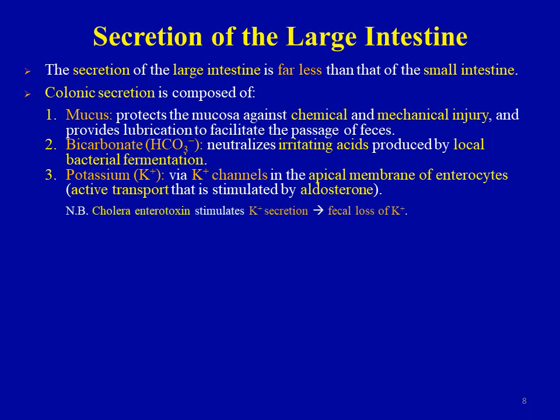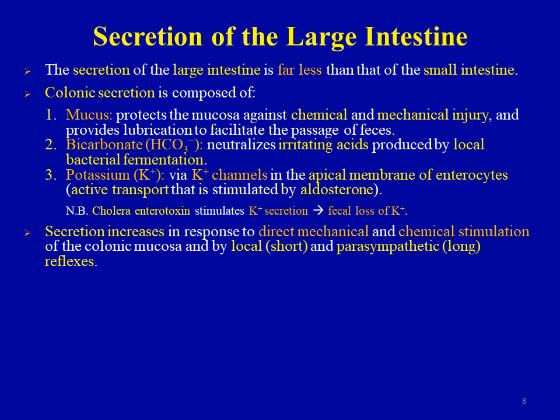There is an example of diarrhea caused by excessive secretion, which is the cholera enterotoxin that stimulates potassium secretion, and this leads to diarrhea characterized by excessive fecal loss of potassium. Secretion increases in response to direct mechanical and chemical stimulation of the colonic mucosa by local short reflexes and long central parasympathetic reflexes, similar to other segments of the alimentary canal.